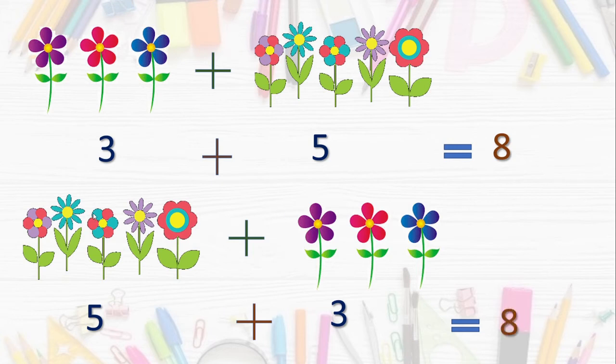Isn't it? Here what we did, we have changed the order. Here it is 3 first, and in the second sum 5 is in the first place. Isn't it? But we got the same answer, that is 8, and here also we got 8. Okay, we will go through one more example.